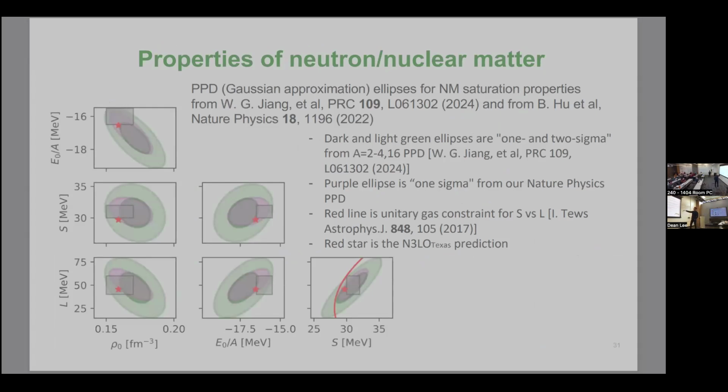Right, so here the red star is this new interaction. Comparing to work that we did with history matching, and also work with Wei-Guang Jiang, we will develop emulators for nuclear matter. So this is the empirical box: symmetry energy, energy per nucleon, saturation density. And you can see that the new one is consistent with the empirical box for most of these quantities.